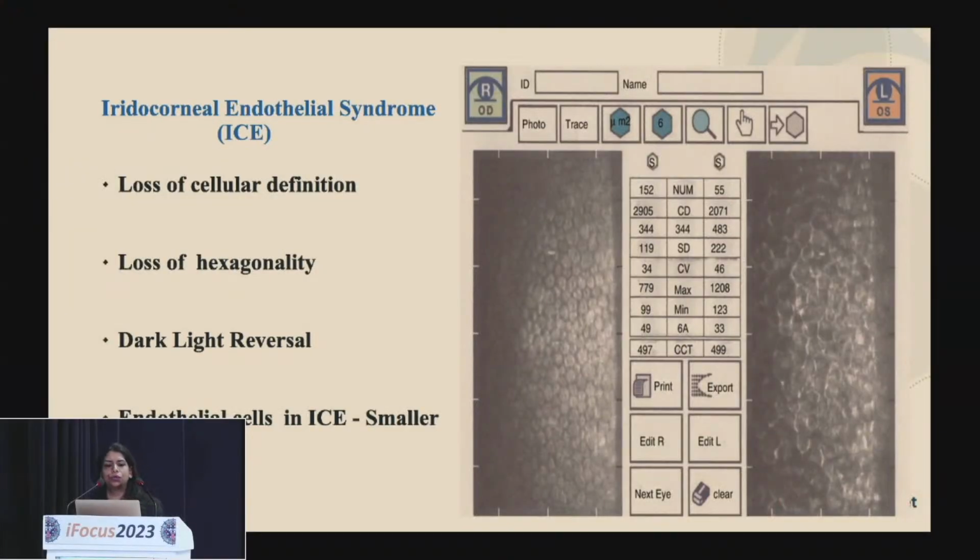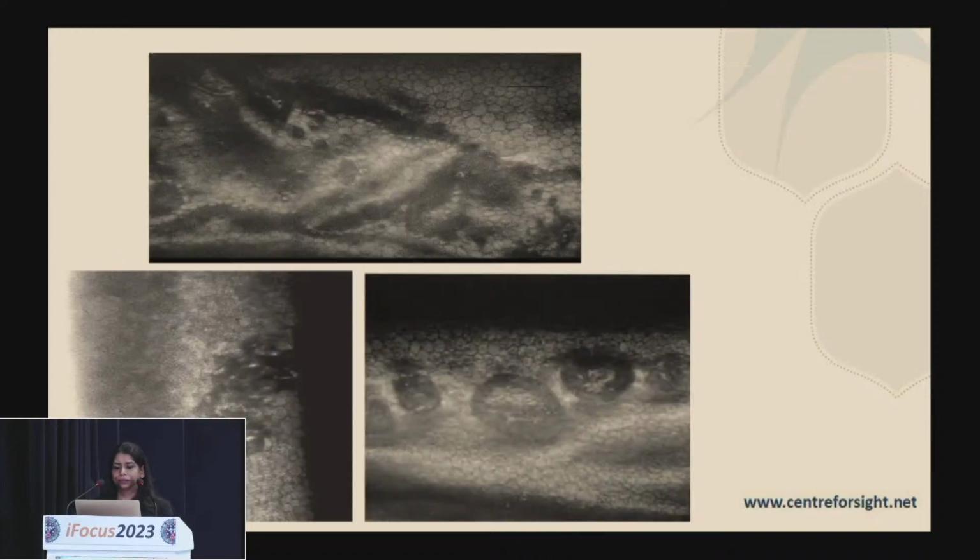It's a picture of ICE syndrome, loss of cellular definition, hexagonality is not there. There's a dark light reversal. It's an ICE syndrome, okay? It can be a spot diagnosis. You can get these questions in quiz.